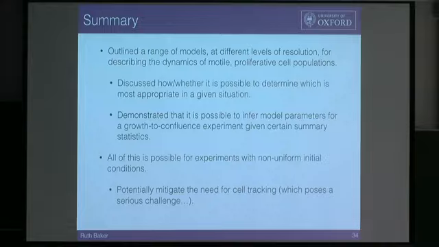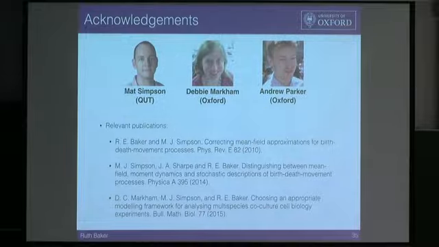But it is possible to repeat this process for experiments with non-uniform initial conditions. And I think one of the reasons you might want to do that is that it mitigates the need for cell tracking, which is a fairly time-consuming and difficult process. Okay, so yeah, I think that's everything I wanted to say.